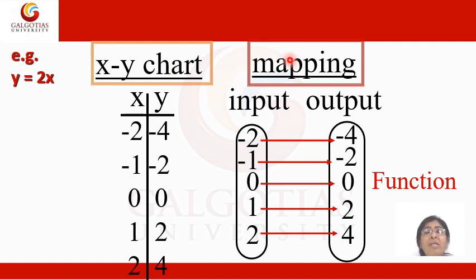Now how will you represent it in a mapping? In mapping, the entries of x are said to be the input, and the entries of y are said to be the output, and minus 2 corresponds to minus 4, minus 1 corresponds to minus 2, and so on. 2 corresponds to 4. It is a function.